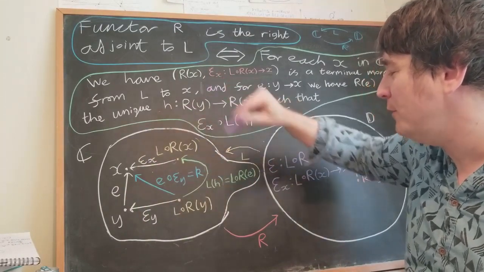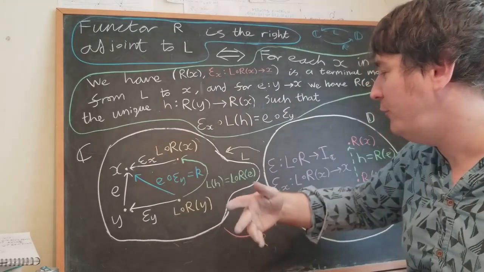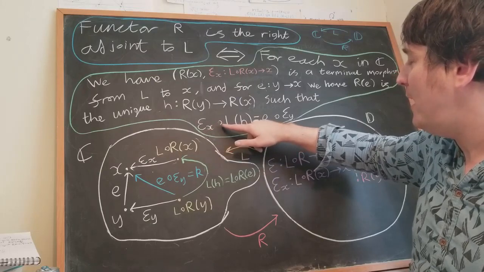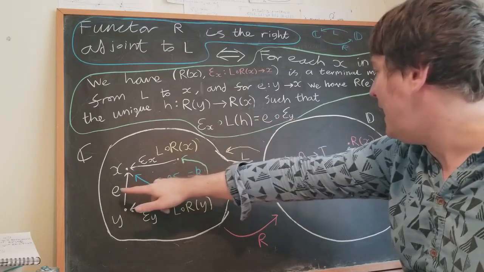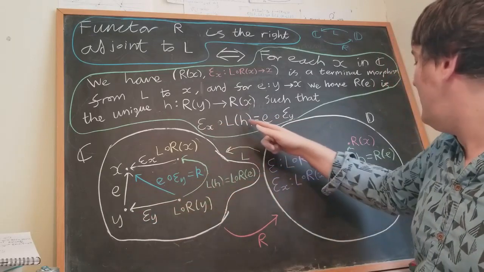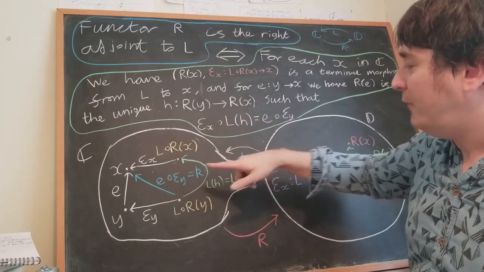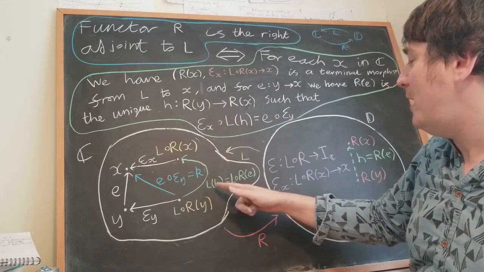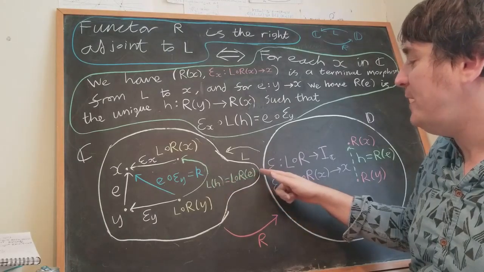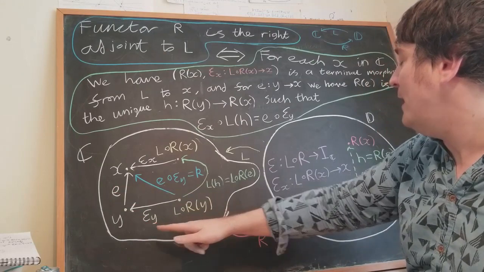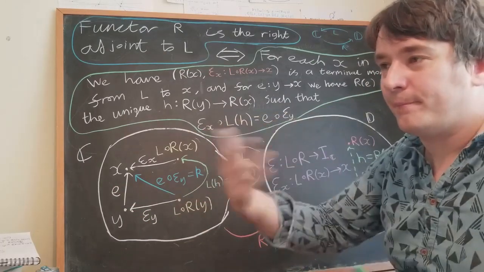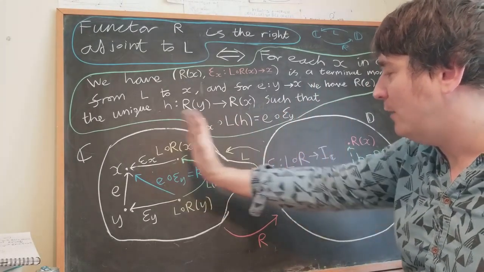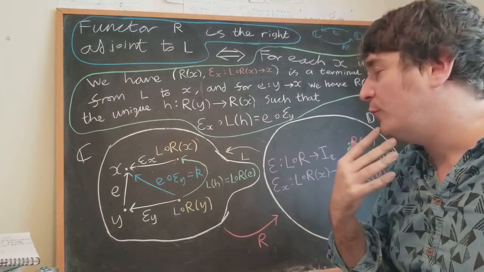Just delete the stuff in blue. You have exactly the diagram that shows you, because we know that epsilon X after L of H equals E after epsilon Y, and H is equal to R of E, so that's exactly telling us that epsilon X after L after R of E equals E after epsilon Y. So this implies that epsilon here is a natural transformation.